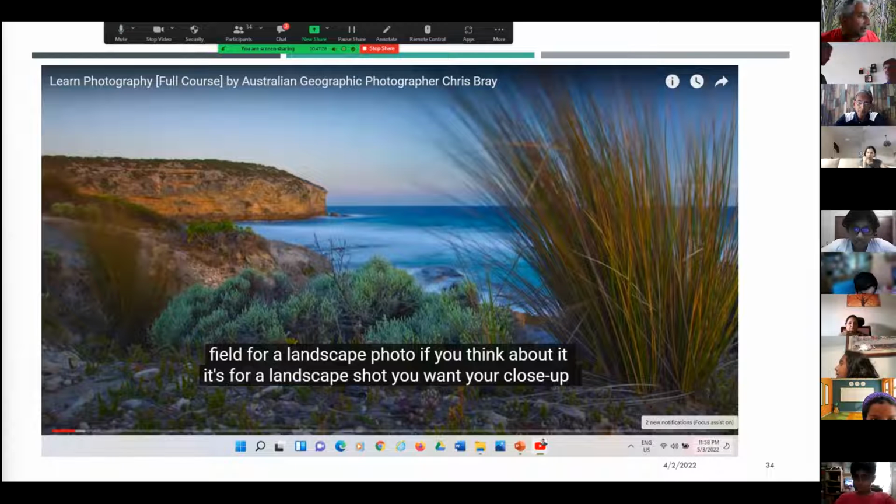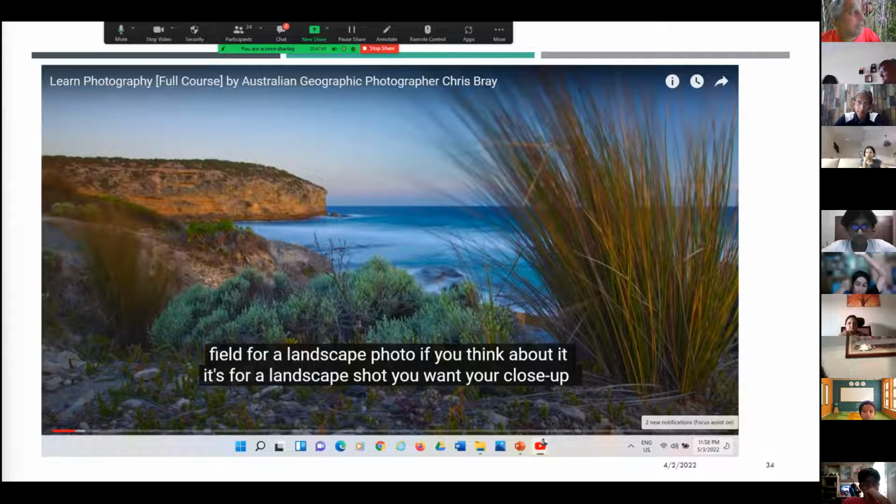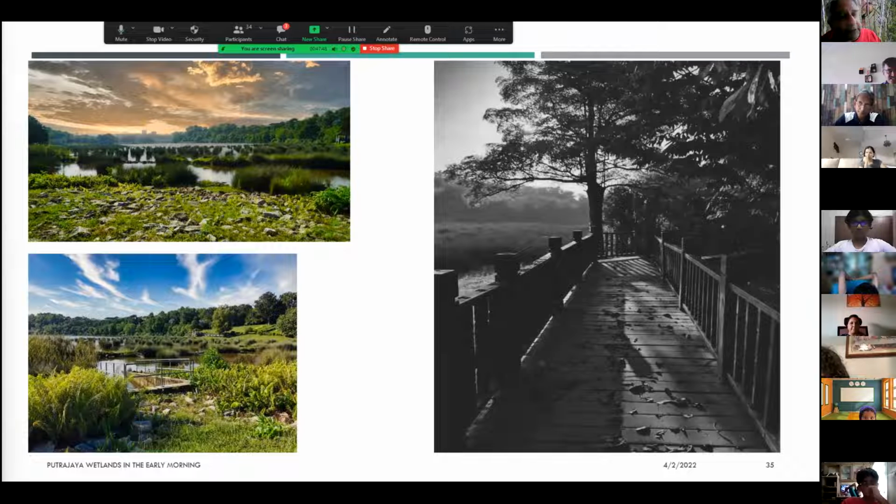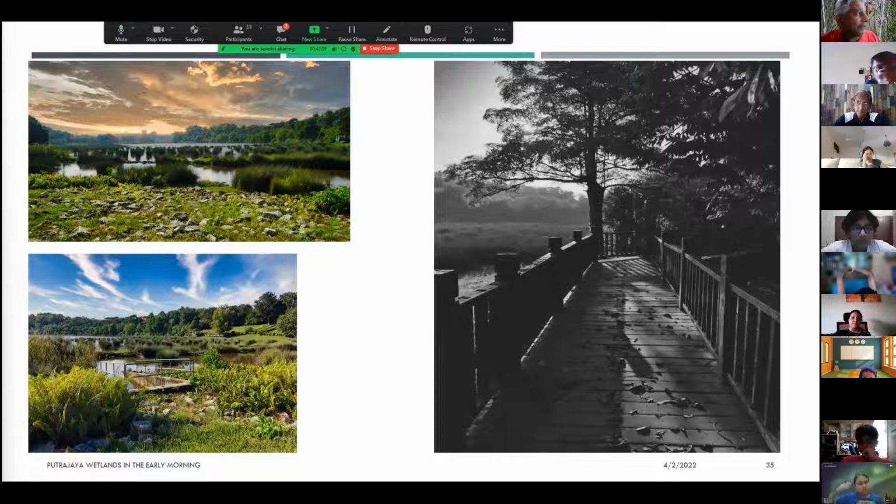For this kind of picture, you want to get as much detail or information into your sensor. So you allow your lens to go to f11 or f16, so it captures as much detail as it possibly can from a distance. Here are some pictures I took in Putrajaya wetlands using F11 and F16, so that I can try to capture the details of the sun and the light at the back. So as much detail as possible.